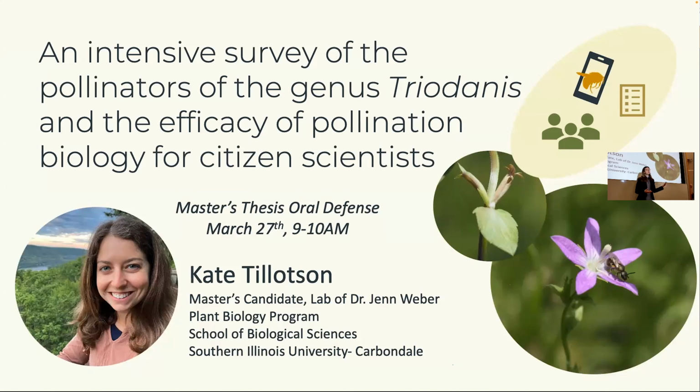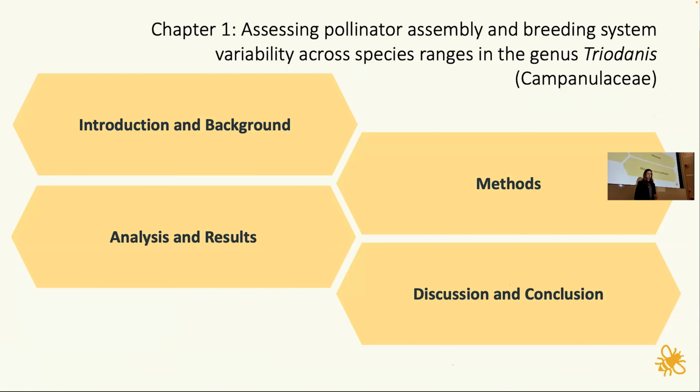So I'm going to walk you through the two different chapters of my master's thesis, one on the pollinators of Triodanis, and then the other on a citizen science project that I employed here in the plant bio at SIU. And I'll talk a lot more about that. That'll be my second chapter. So we're going to go into my first chapter, which was an assessment of the pollinator assemblage for the genus Triodanis and a look at the breeding system variability.